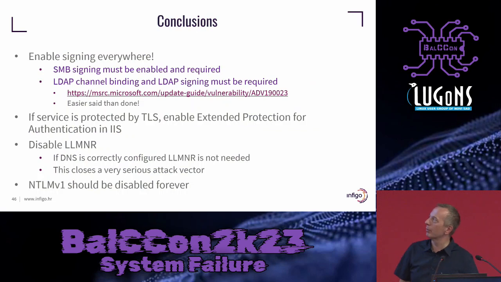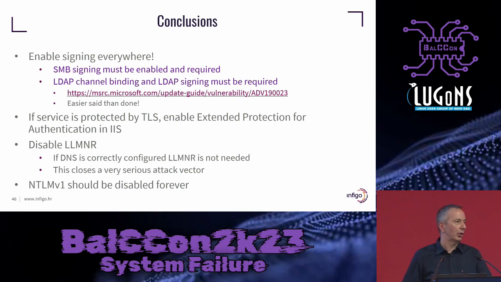And just a couple of conclusions. When you go back home, make sure that SMB signing is enabled everywhere. SMB signing required, shouldn't be too big of an issue. LDAP channel binding, good luck. Again, I think I've seen only one or two companies that had LDAP signing fully enabled and required. Even the best companies that I worked with, you enable it and it breaks a lot of other things, especially if you have Linux servers, Unix servers, something else that authenticates to Windows. It breaks a lot of things.